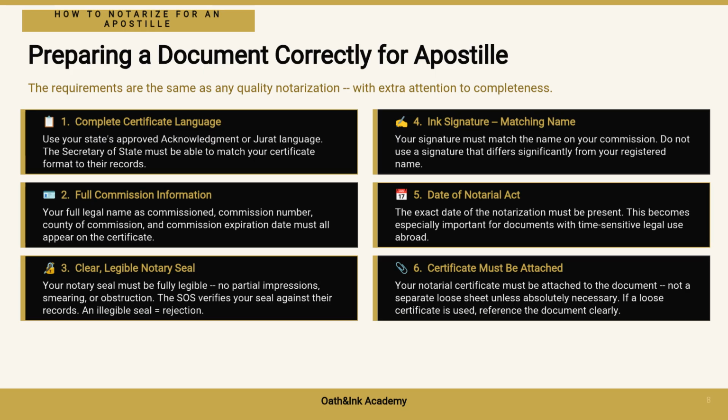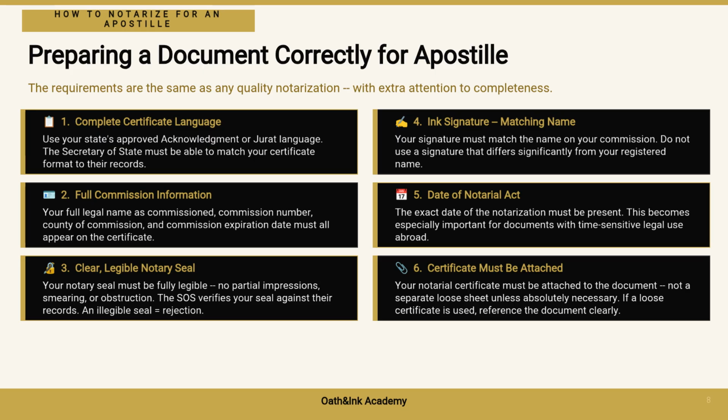Second, full commission information. Your name as commissioned, your commission number, the county of your commission, and your expiration date must all be present. Missing any one of these is a common reason for apostille rejection. Third, your seal.